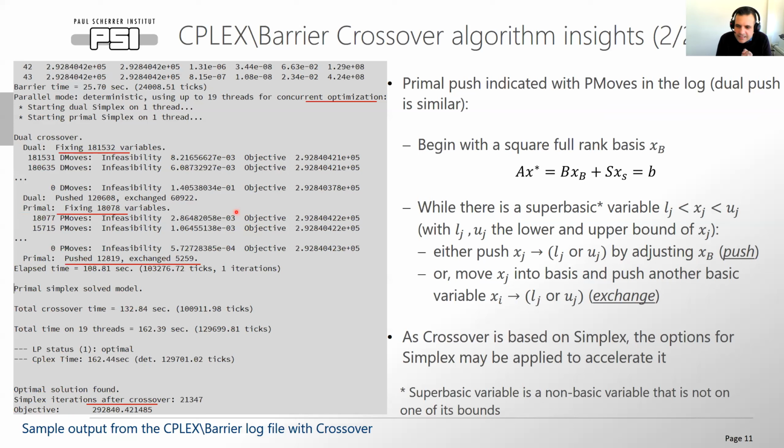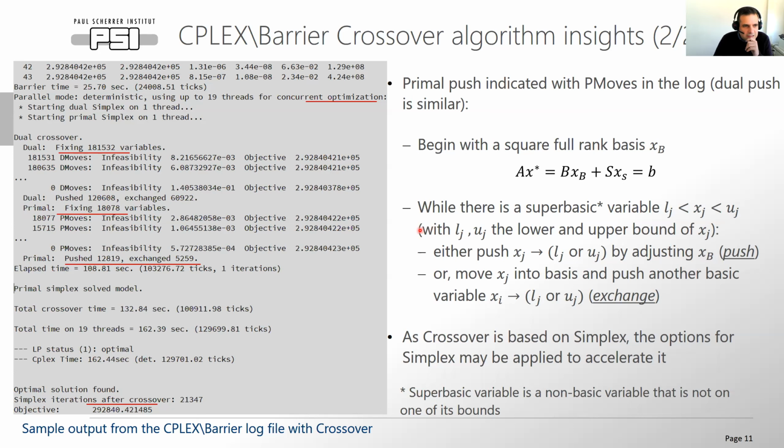So this is the second insight that I would like to share with you about the crossover, and I will explain a little bit the primal push. The dual push is similar. So if we have a basis XB, then what is happening in this push phase is that a super basic variable is a non-basic variable that is not at one of its bounds. So this variable should be somewhere between the lower and upper bound.